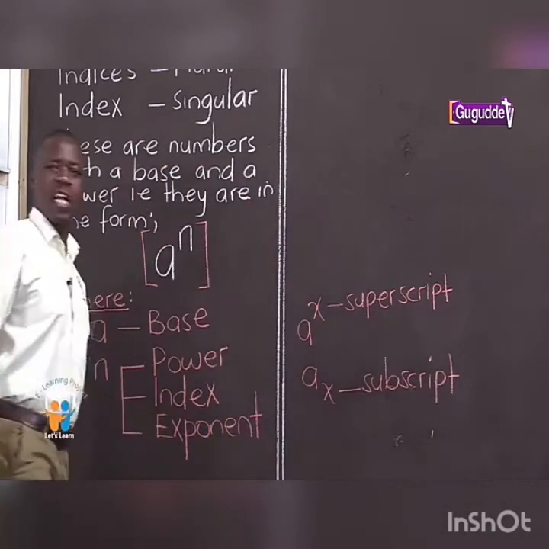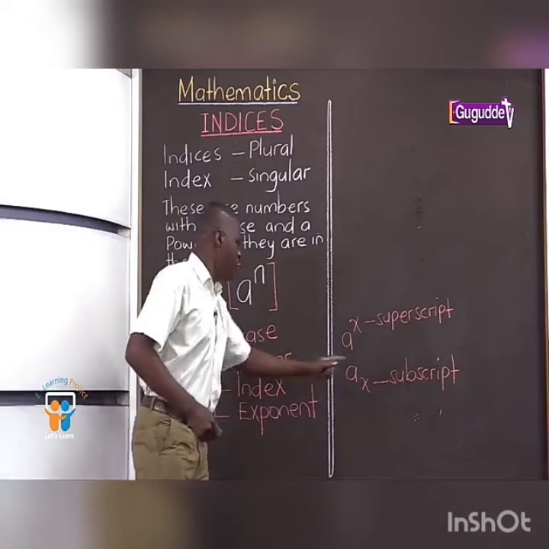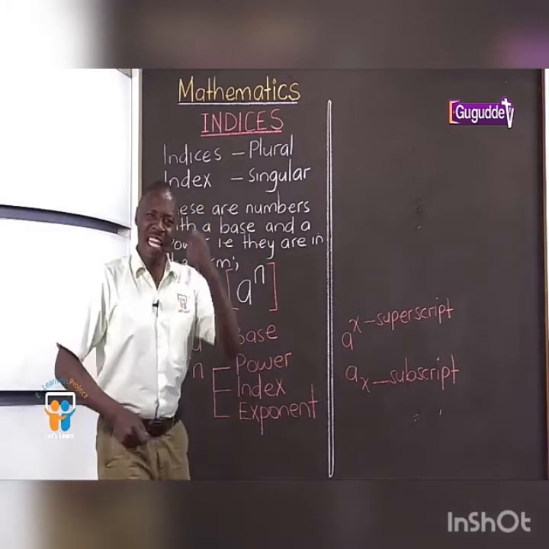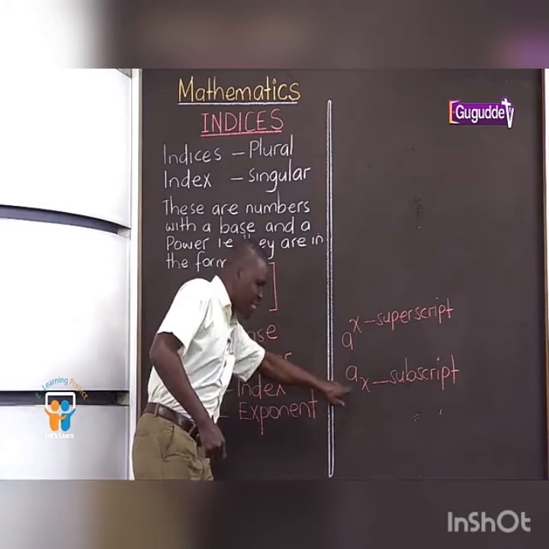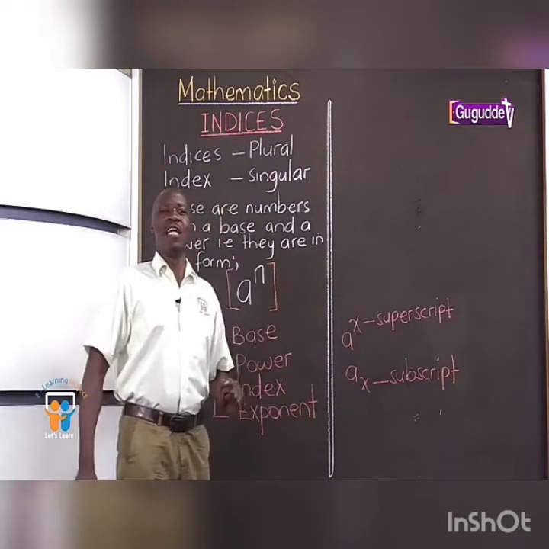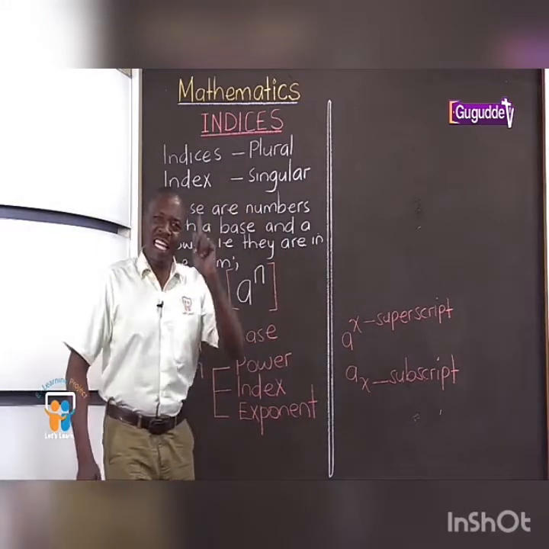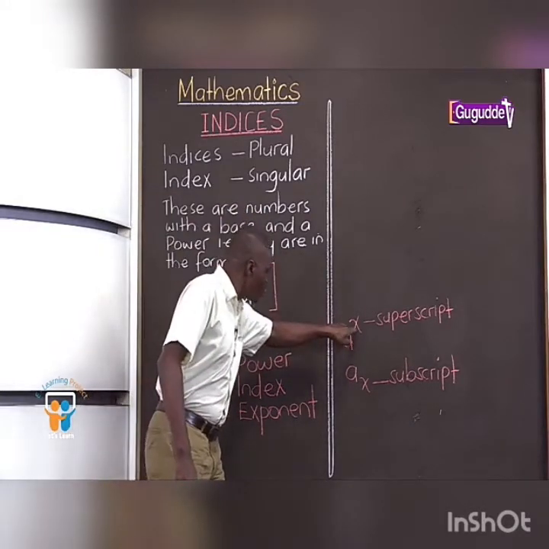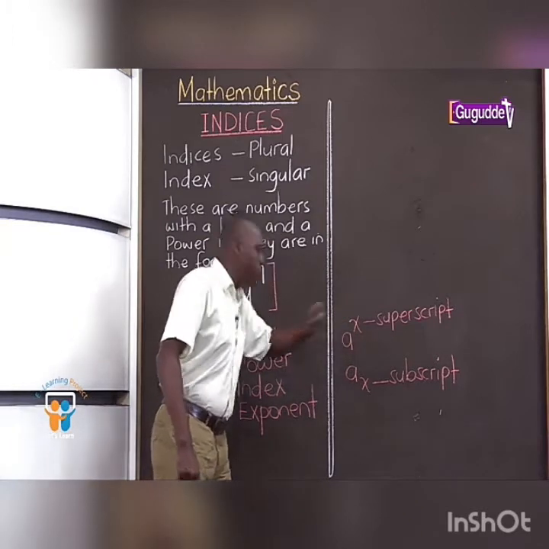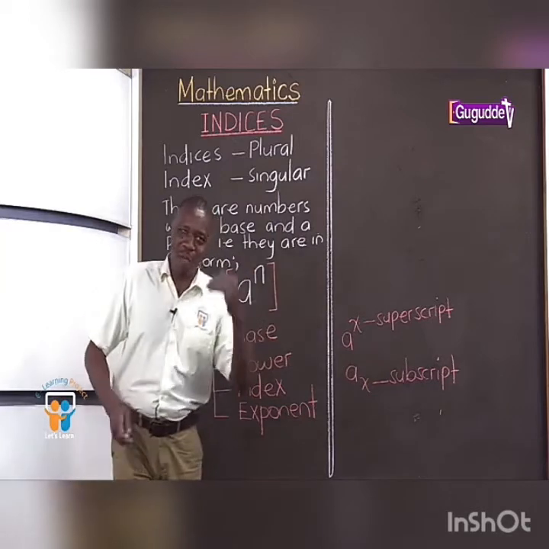So we are trying to differentiate. Implying that in indices, we don't use the subscript. In indices, we don't use the second one. In indices, we use the first one. In indices, we use the superscript, the small floating unknown up there. In indices, we can give examples like we are going to give.